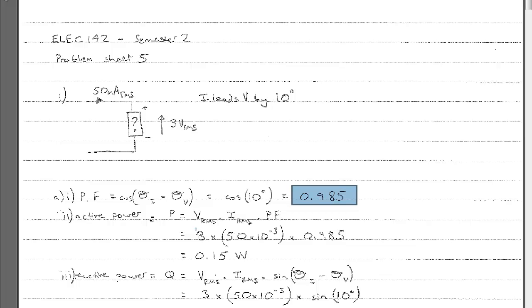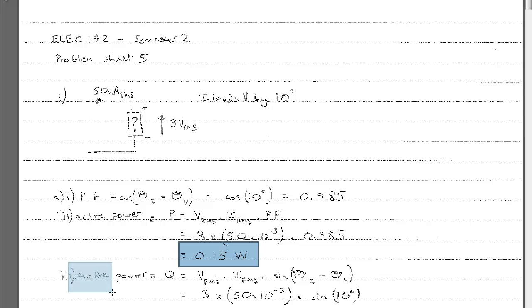We were given V RMS in the question, which was 3, and I RMS also in the question, which was 50 milliamps. So that's 50 times 10 to the minus 3. Then we need to multiply it by the power factor we've just worked out, which gives us an active power of 0.15 watts. Please remember your units. You'll lose marks if you forget to include them. So that's one side of the power triangle we found.